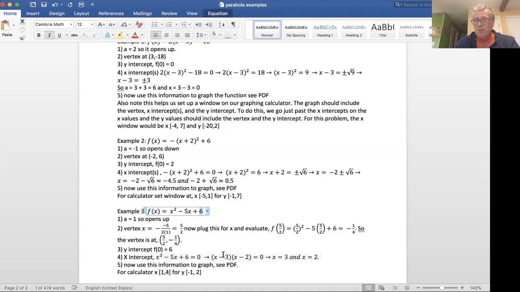I could have used the quadratic formula, or I can factor here. I chose to factor, and we get x minus 3 equals 0, which gives us x equals 3, and x minus 2 equals 0, which gives us x equals 2.